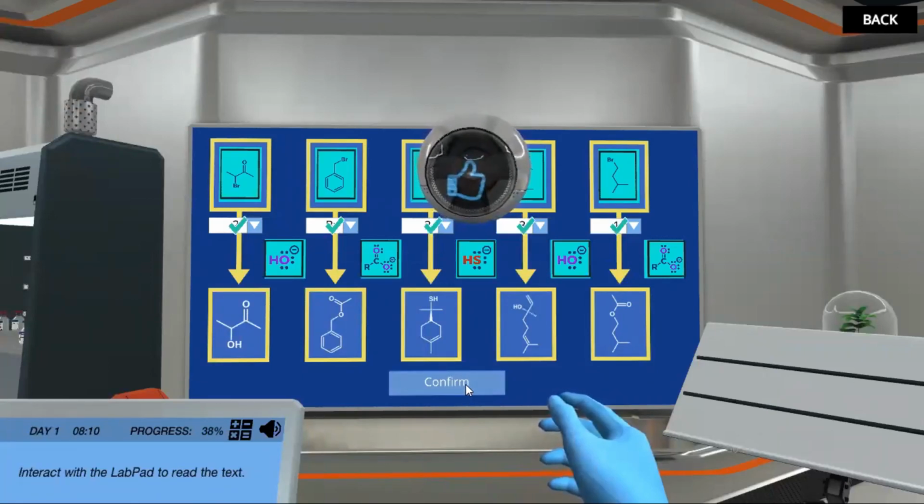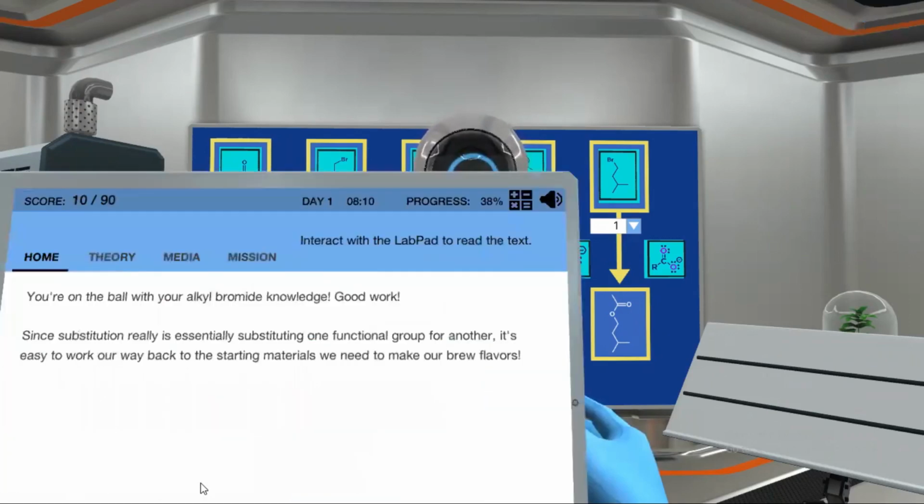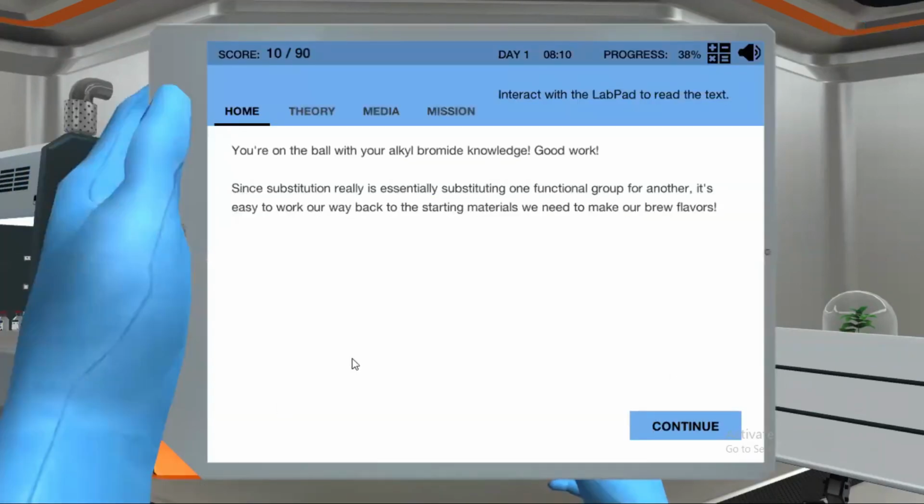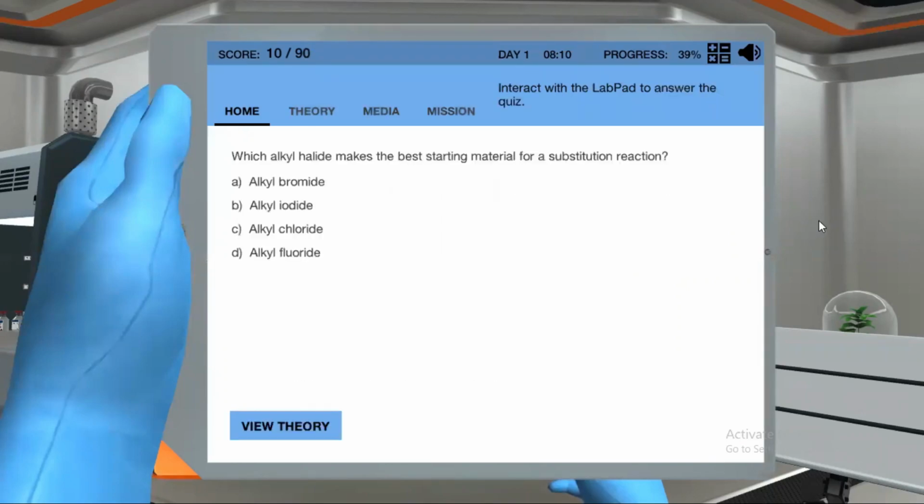You're on the ball with your alkyl bromide knowledge. Good work. Since substitution really is essentially substituting one functional group for another, it's easy to work our way back to the starting materials we need to make our flavors. Which alkyl halide makes the best starting material for a substitution reaction?